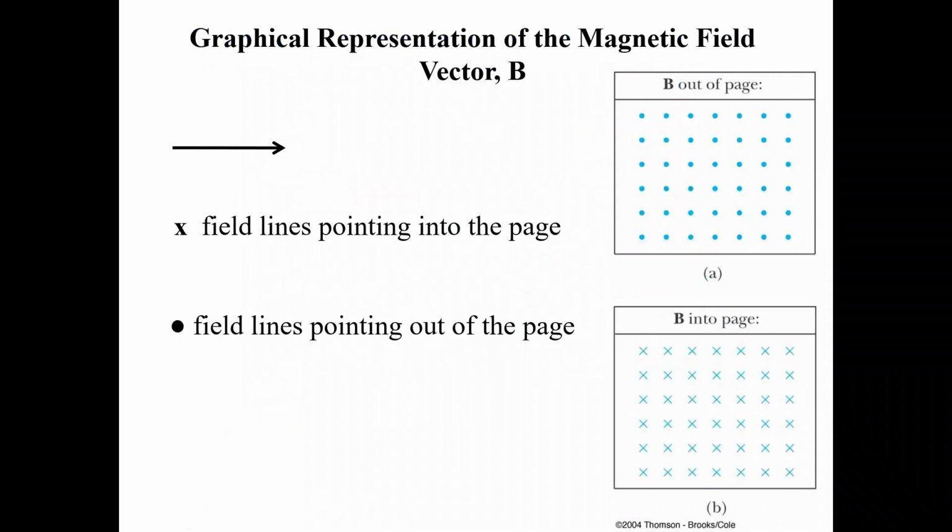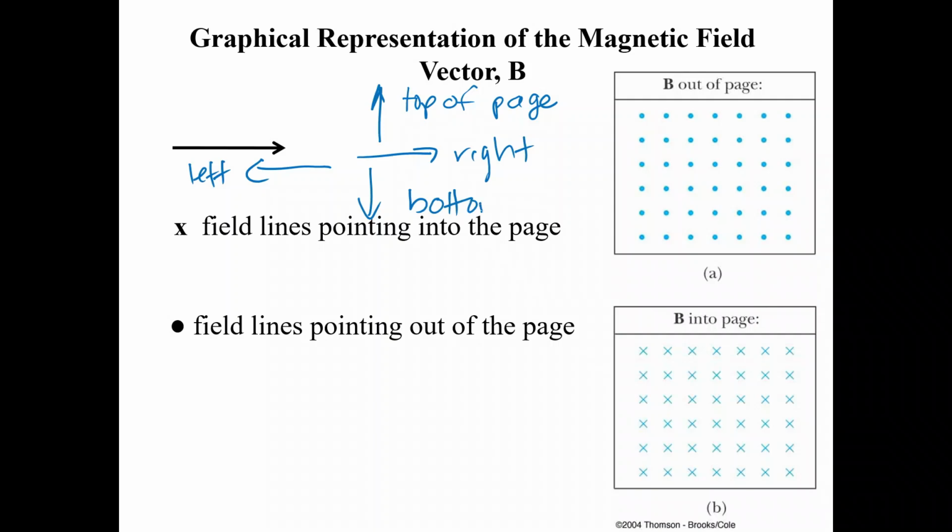Since we are going to be looking at vectors in 3 dimensions, we can of course have magnetic field vectors that point to the right, towards the top of the page, to the left, and towards the bottom of the page. Try to avoid up and down, because I don't know what up and down are necessarily. Are you talking about up out of the page? Are you talking about up towards the top of the page?